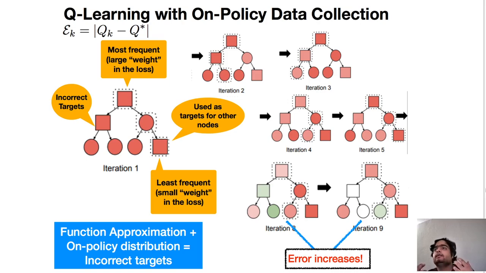So what this says is that on-policy data collection might lead to very little error correction at the nodes where you actually need error correction, and that may propagate errors in the entire system, the entire MDP.